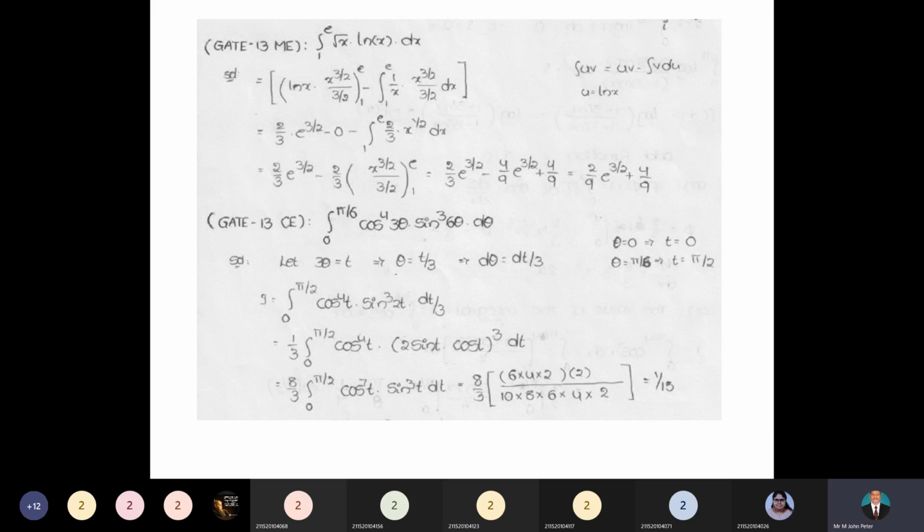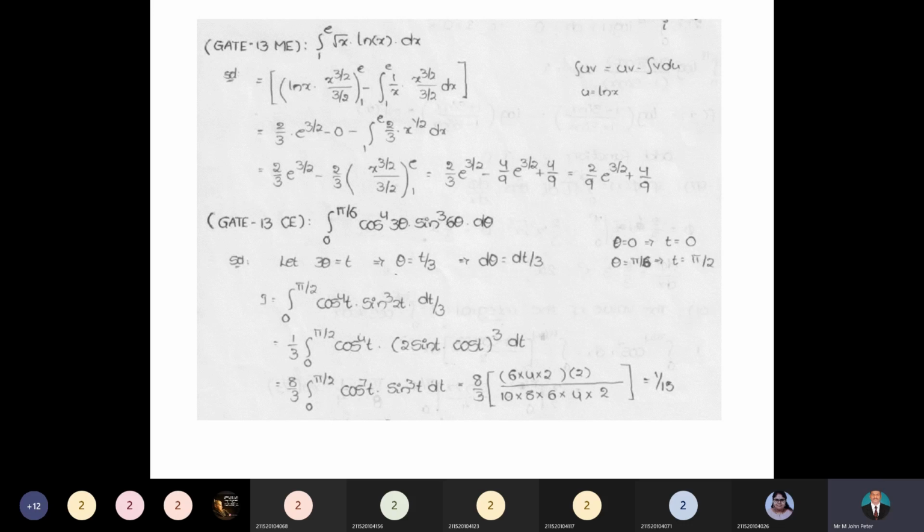Next one: integral 0 to pi by 6, cos to the power 4 of 3 theta, sin cube of 6 theta, d theta. So 3 theta equal to t, so theta is equal to t by 3, so d theta is equal to dt by 3. Convert to t instead of theta before you integrate. So that is integral 0 to pi by 2. Conversion: from theta equal to 0, replace it in the assumption, you'll get t equal to 0. That means t is equal to 3 theta; replace theta by 0, you'll get the t limit, that is 0.